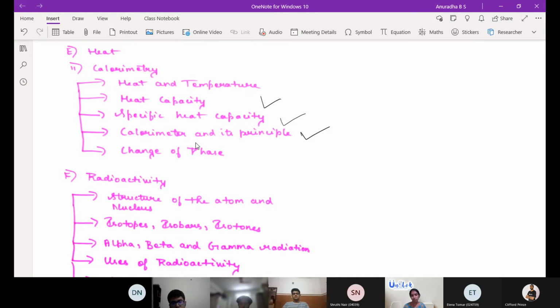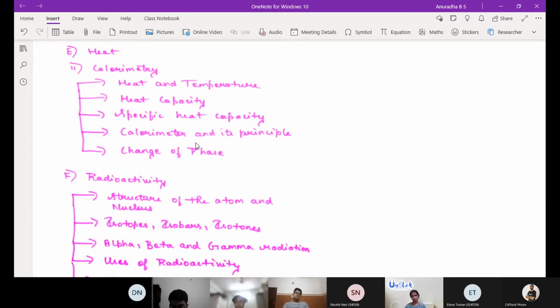Then what about change of phase? What do you mean by phase? We talk about states, right? Matter can exist in three different forms. What are those? Solid, liquid, gas. That is what phase is. Instead of state, I'm using the word phase. Change of phase from solid to liquid, what is it called?